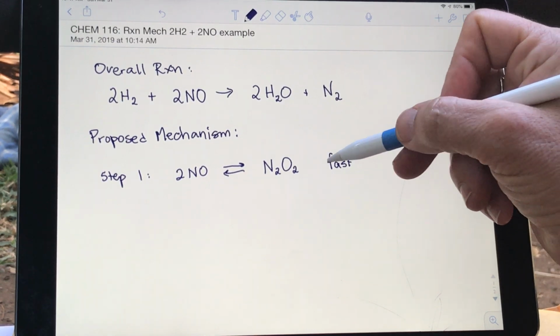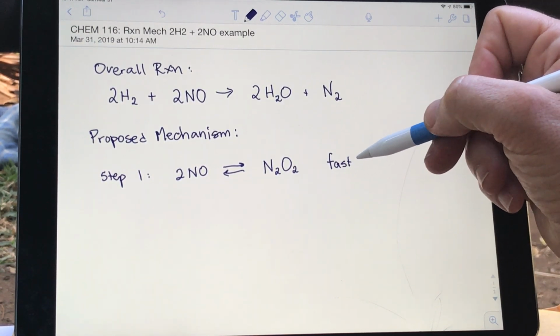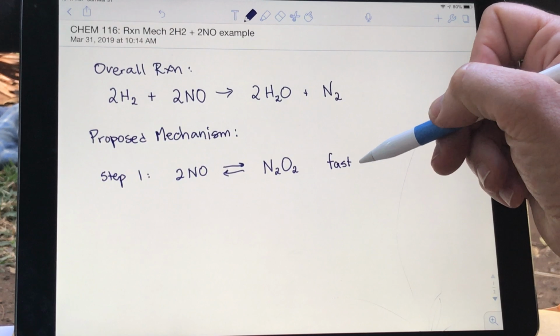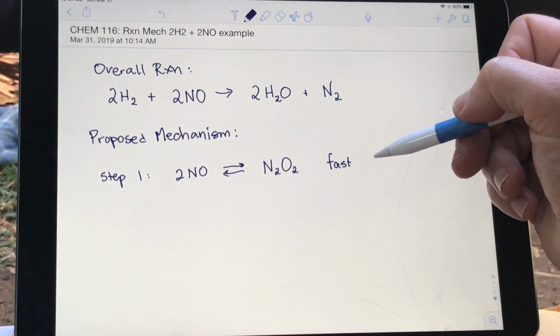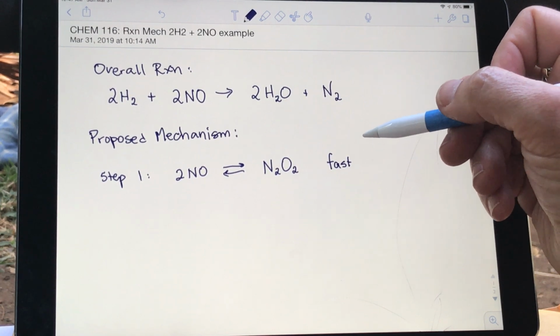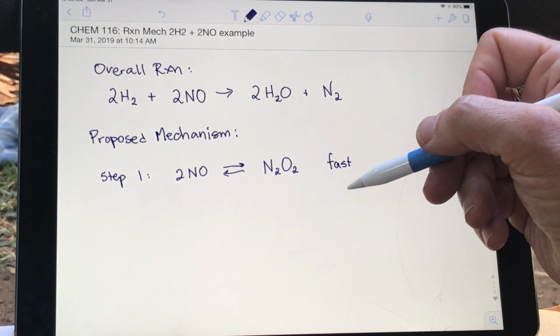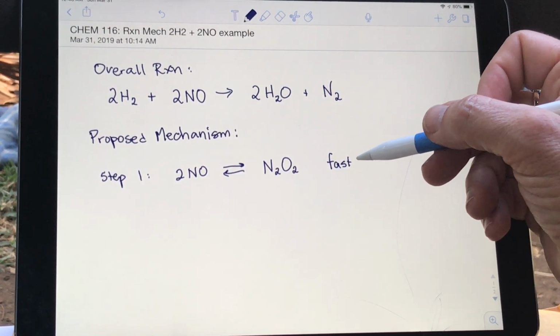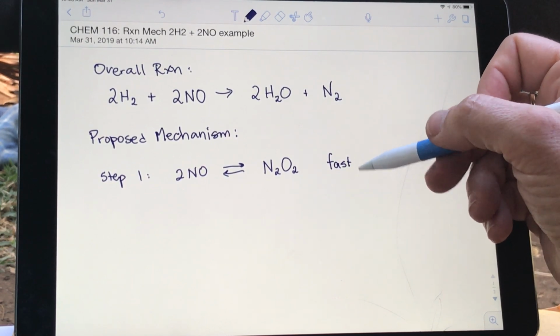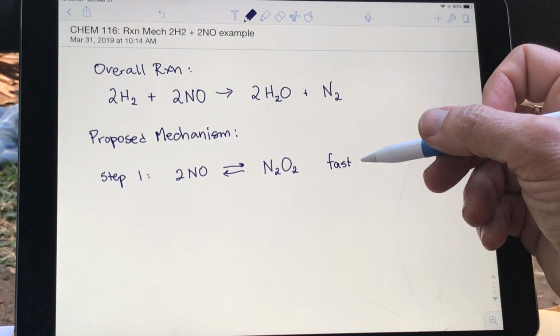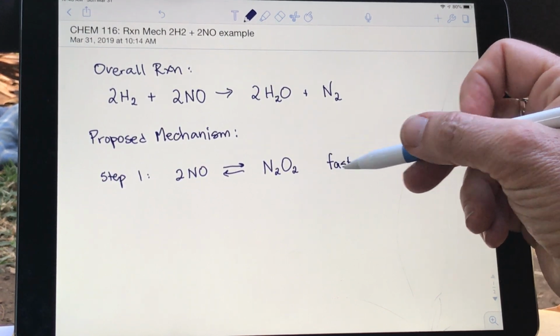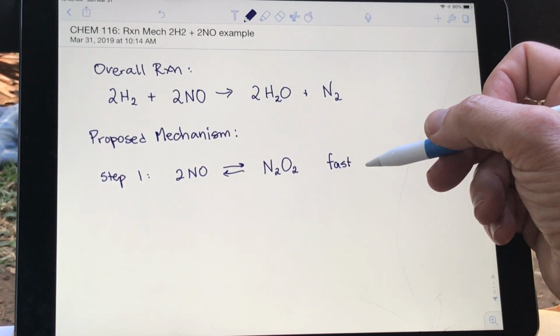One thing I wanted to mention about the relative speed of each step, fast, slow, medium, whatever it might be, is that it is part of the proposed mechanism. When a mechanism is written, it is written with this in mind: which one's fast relative to the other, which one's the slow step. That's important. These will always be given to you as part of the mechanism you're looking at.